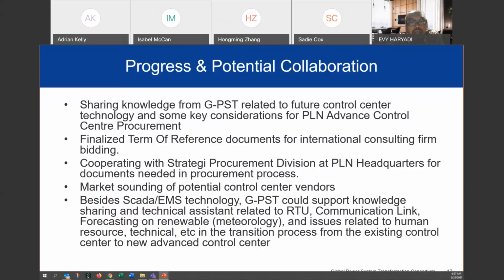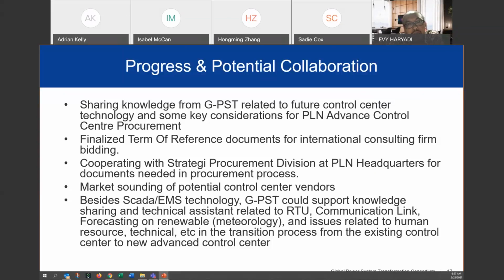This is the progress and also maybe the potential collaboration between PLN and the G-PST. We have some knowledge sharing from G-PST. Thank you very much to Sandy and Khalid for sharing this knowledge. Until now, we have finalized a TOR document for an international consulting firm. And now, because we are a unit, we are also cooperating with our headquarters, the Strategy Procurement Division at PLN headquarters, for the document and procurement process.